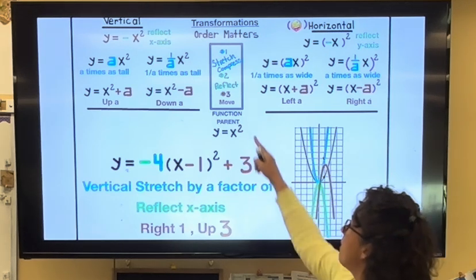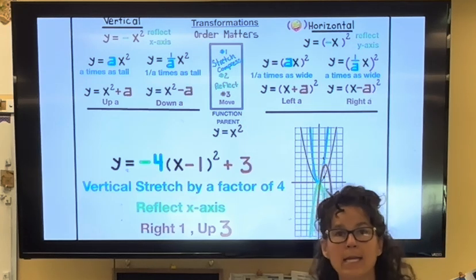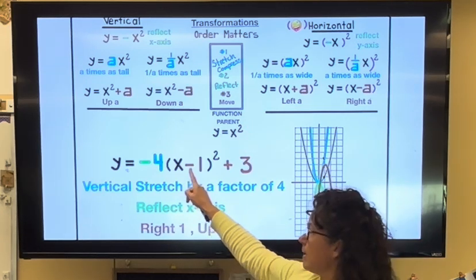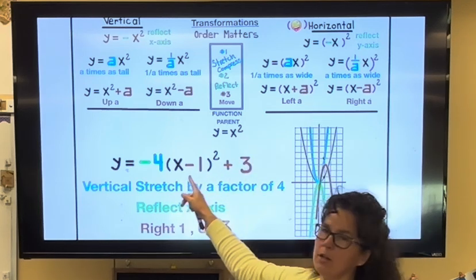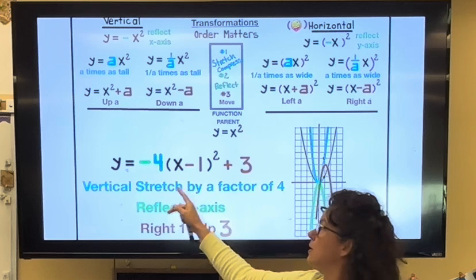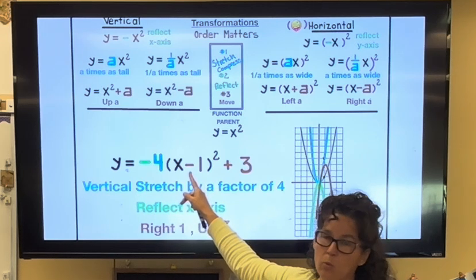And then finally, move about my day. I'm going to look for right, left, up, down. Inside grouping symbols, it's affecting our horizontal, and it's a little wonky. It's the opposite of what we think. So -1 is right 1.